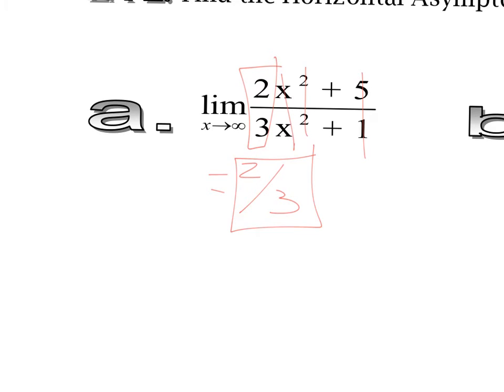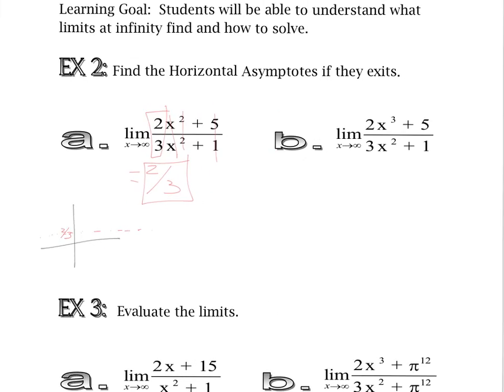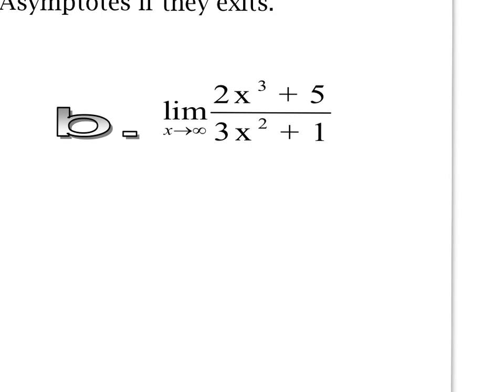That means as this function goes infinitely to the right, it's going to approach this horizontal asymptote of 2/3. It's going to get closer and closer and closer to this asymptote. That's all it really means. So as we get farther and farther, at infinity, when x is actually infinity, which we can never view, it would equal 2/3. Okay, pretty cool.